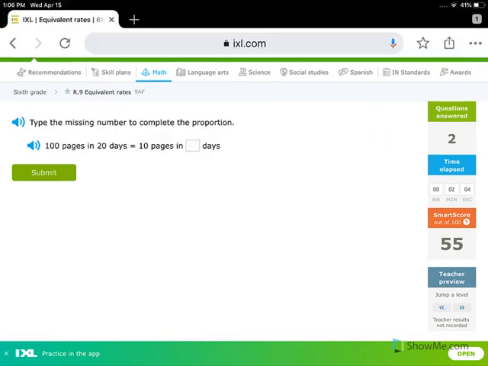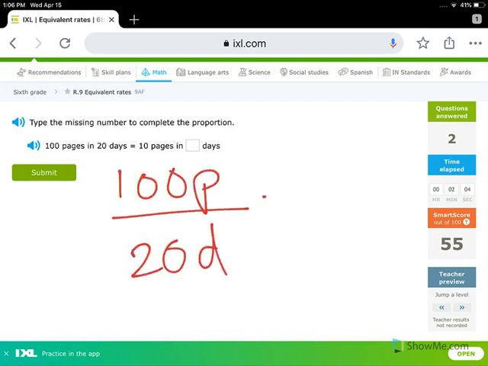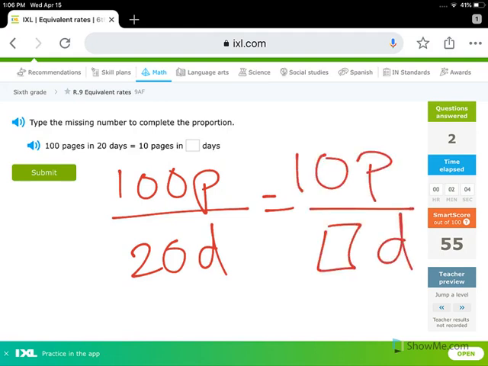Next one, type the missing number to complete the proportion. 100 pages in 20 days. 10 pages, blank, days. So I need to figure out how I can get from here to here. Some of us like to think backwards, so 10 times 10 will give me 100. So 100 divided by 10 will give me 10. And whatever I do to the top, I do to the bottom. So 20 divided by 10 equals 2. 2 days.